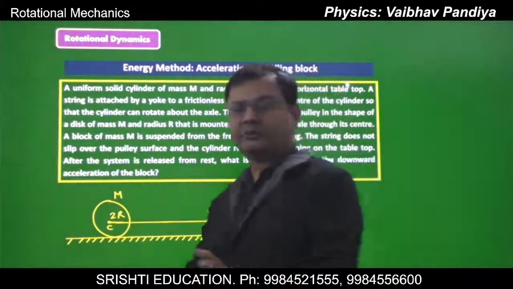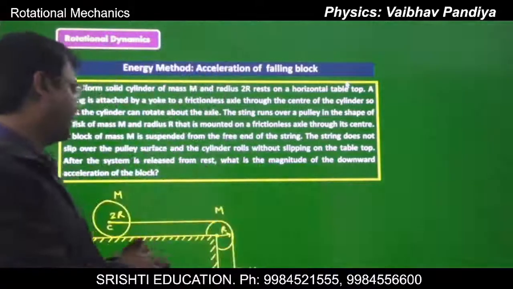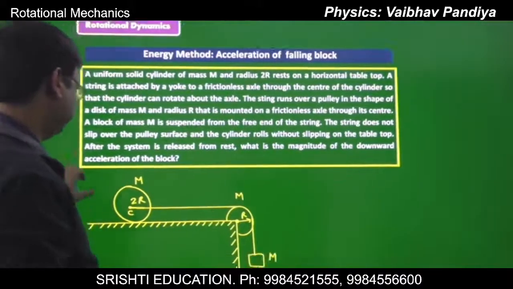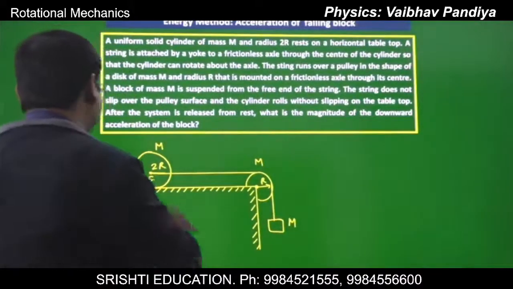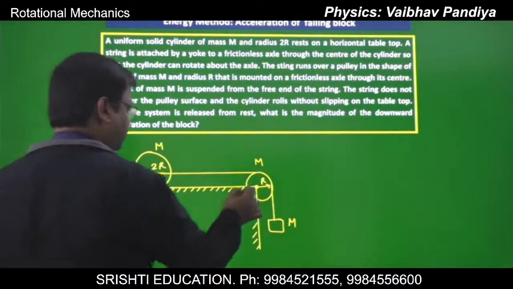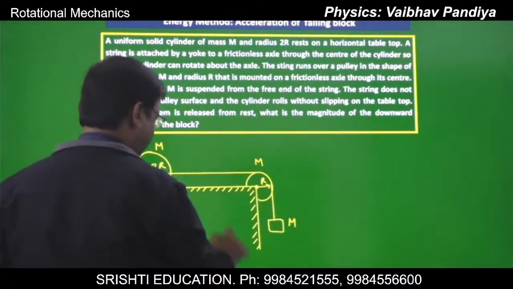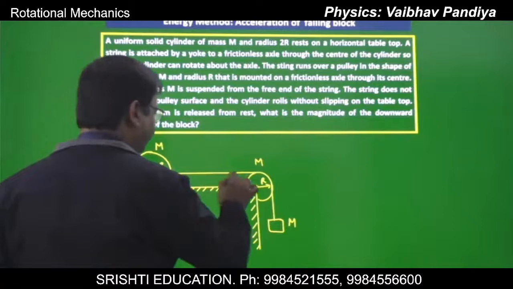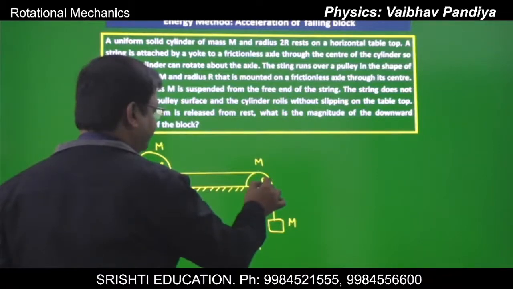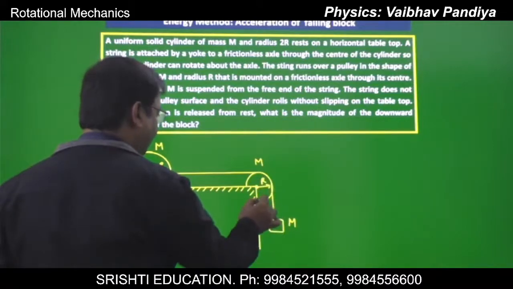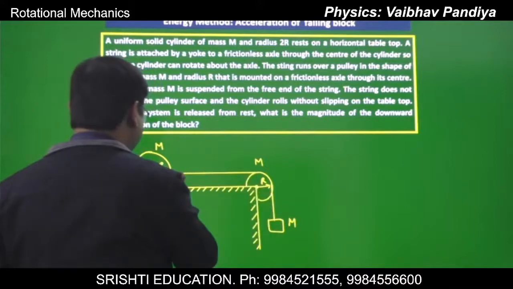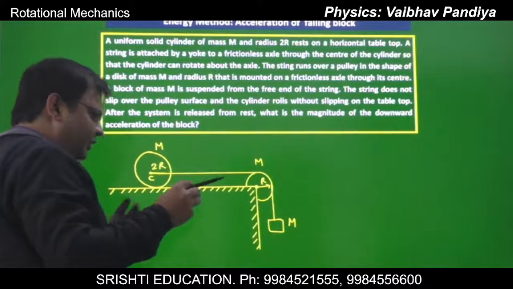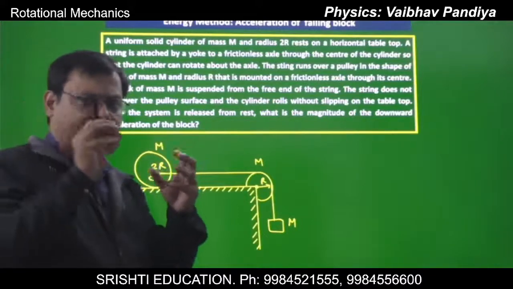See, the present problem involves the conservation of energy in rotational mechanics. In the problem, we have a solid cylinder, a pulley, and a block. A string is passing over the pulley, and one end of the string is attached to the block, and another end is fixed at the center of the solid cylinder by a yoke. Yoke, you can think like a wooden clip or wooden frame.